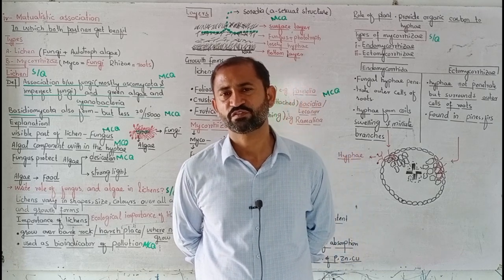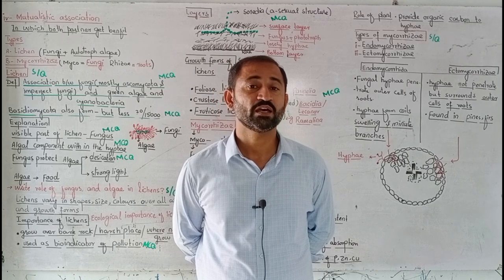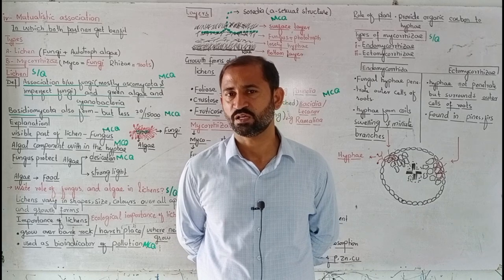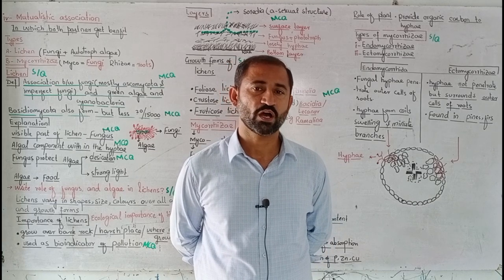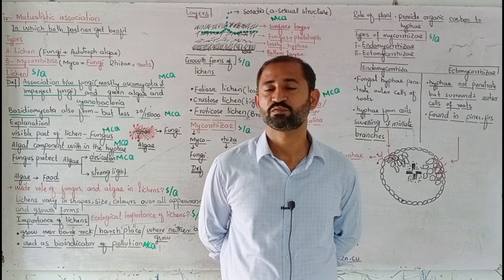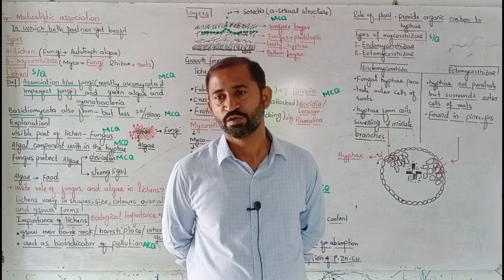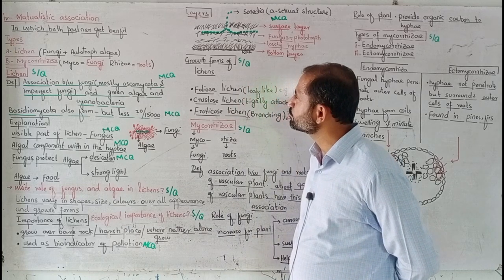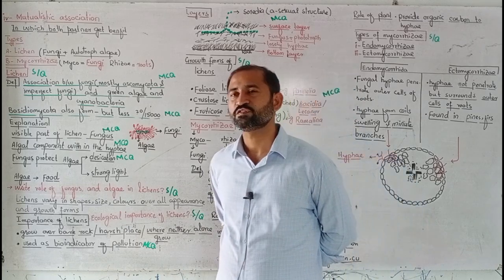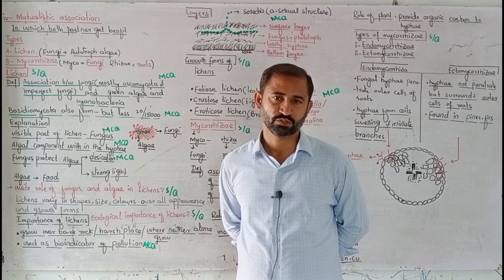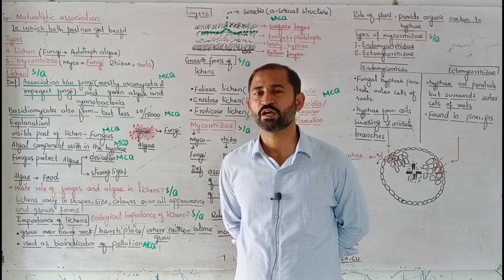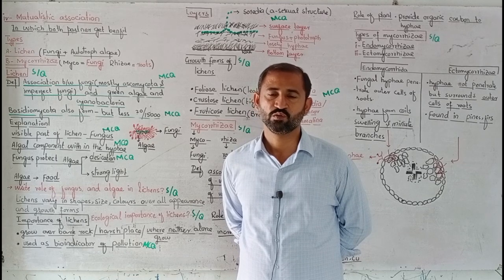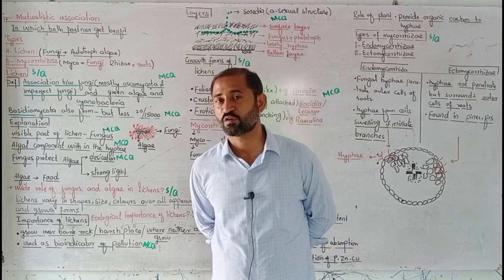Both come separately, but they can come as a combined question, very rarely, because the answer would become so large that it would be time consuming for students. So now we start properly. First is mutualistic association. First of all, you have to define what mutualistic association is. Mutualistic association is an association in which both partners get benefited from each other.